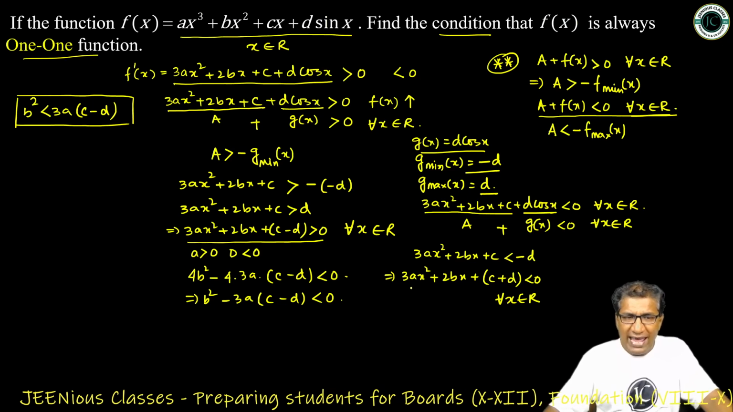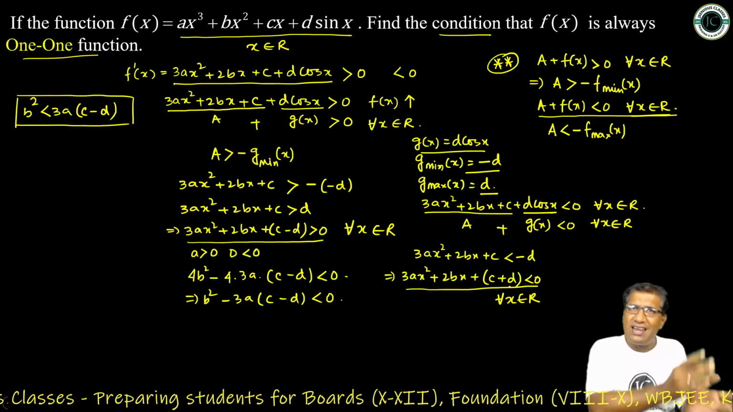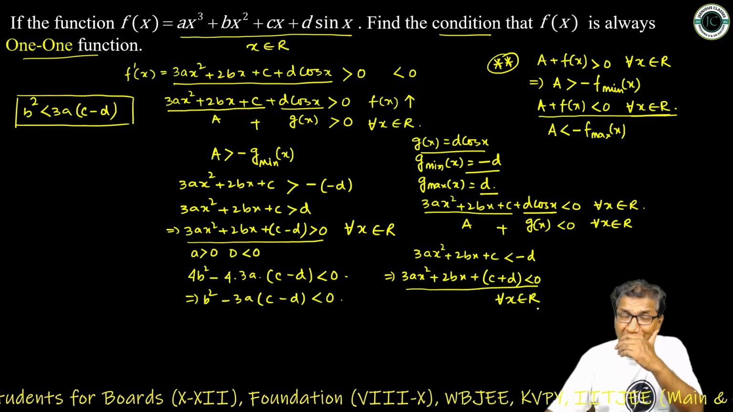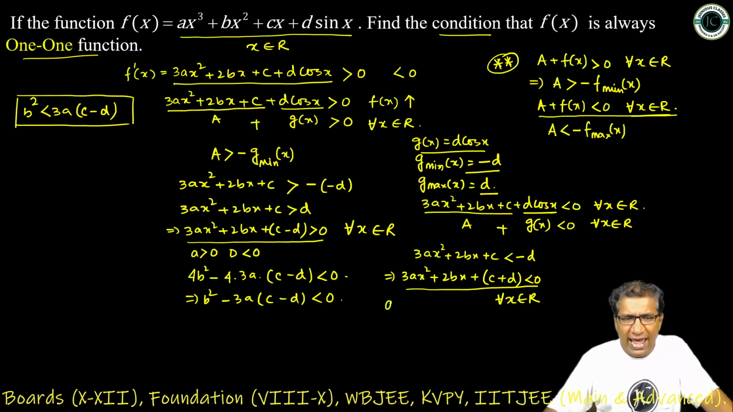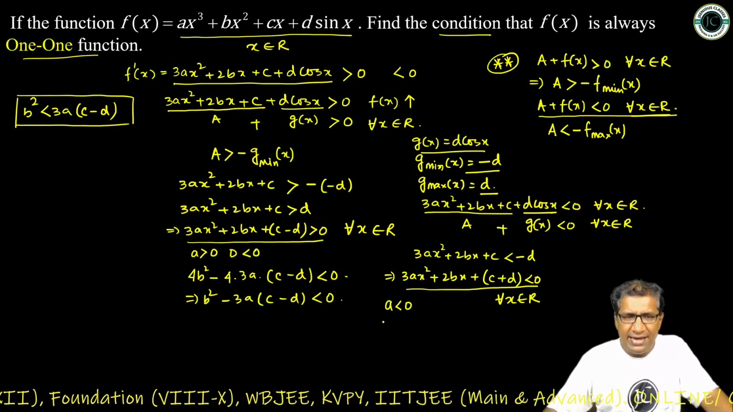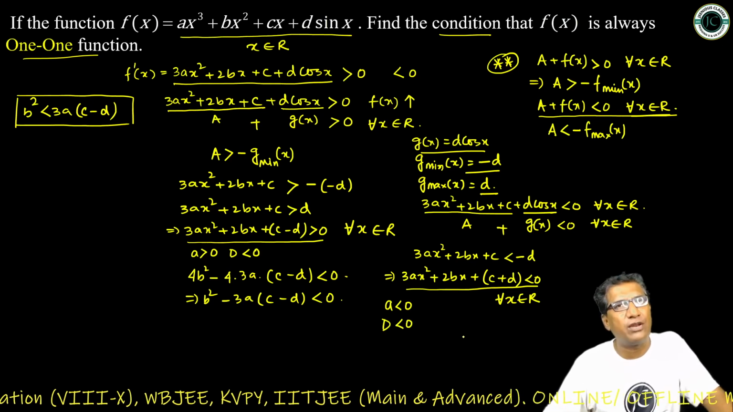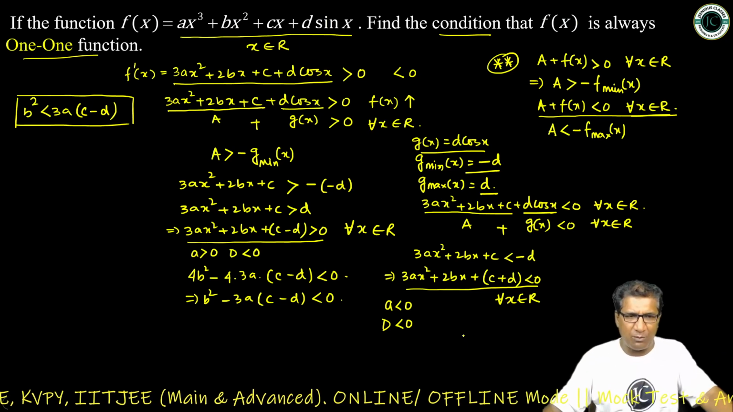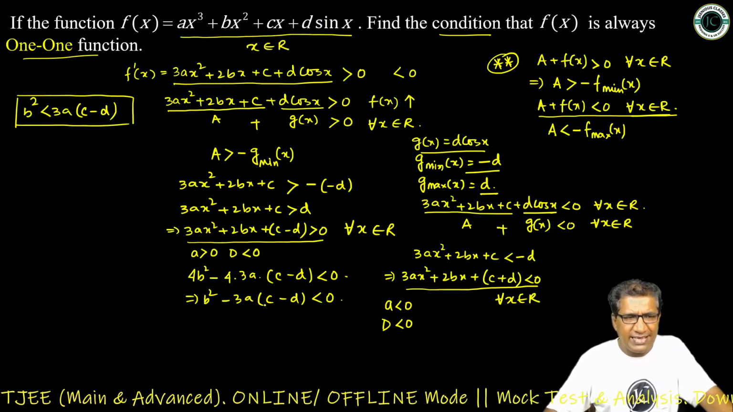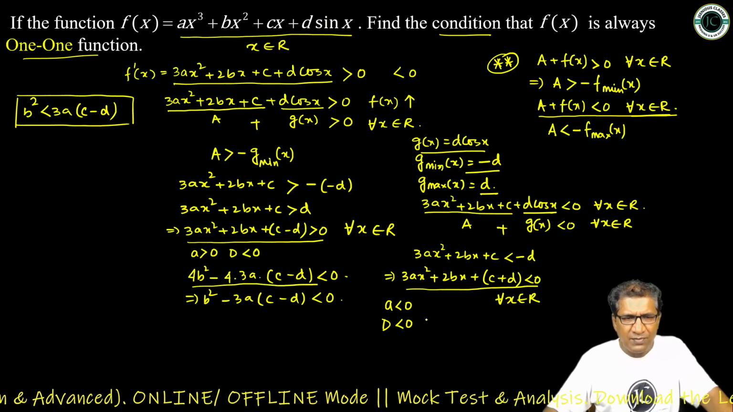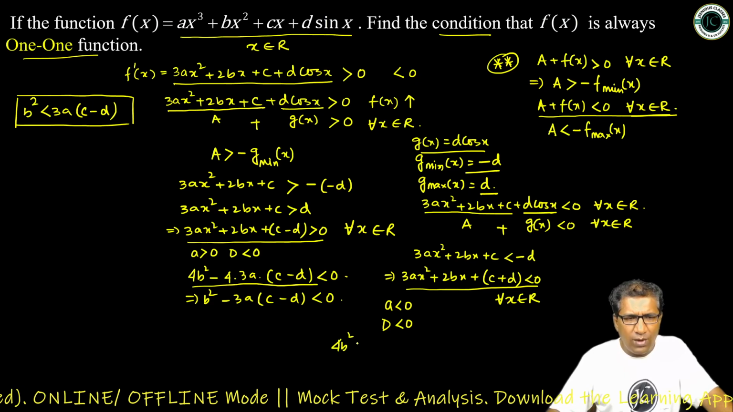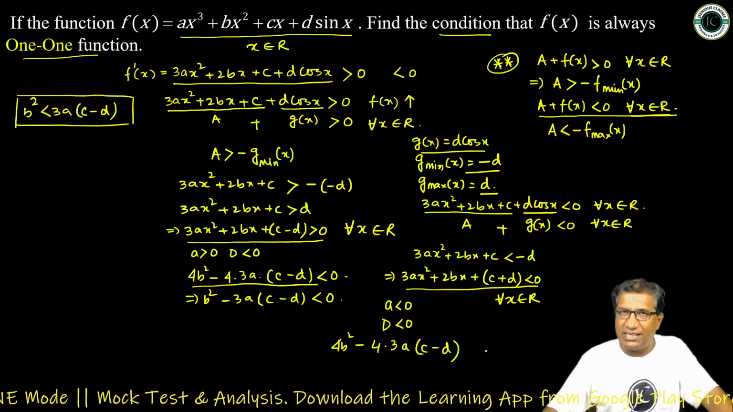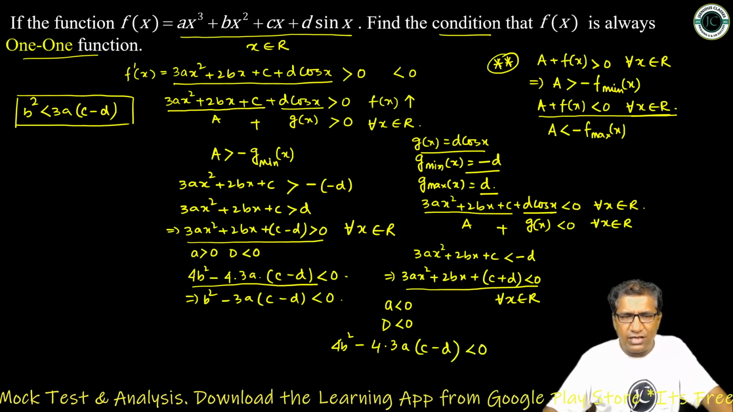बच्चों अभी बोलो, a quadratic expression is always less than 0, always less than 0, for all x belongs to real value. ये कब होगा? It will happen when your a is less than 0 and the discriminant is also less than 0. In that case, for all x belongs to real value, the expression will be always less than 0. So in this case, we will get the same discriminant like this. It will be 4b square minus 4 into 3 into a c minus d. This is our discriminant, which is less than 0 in this case.